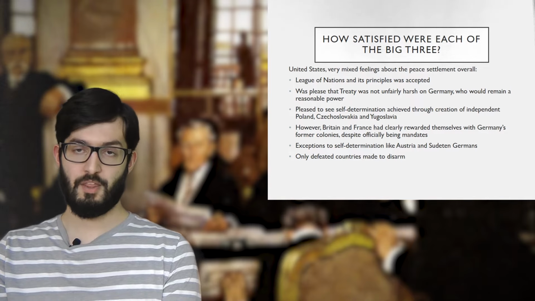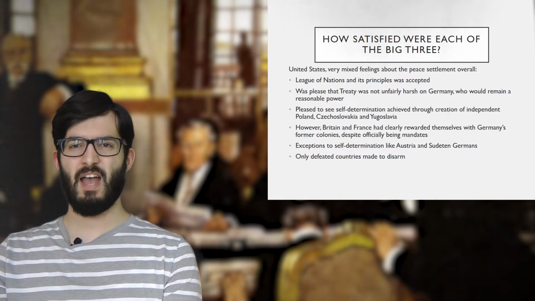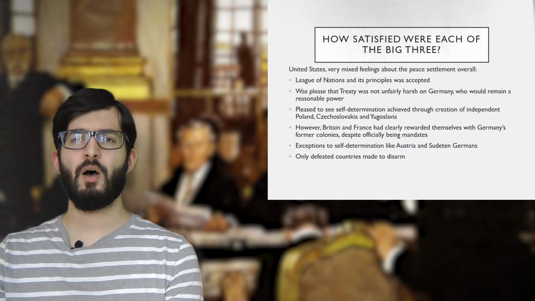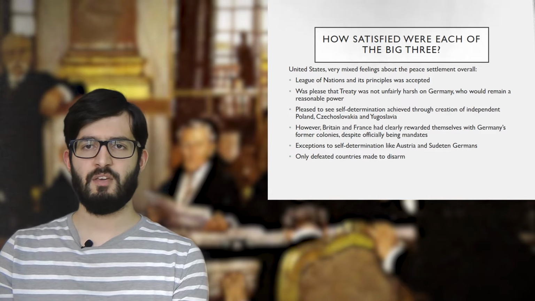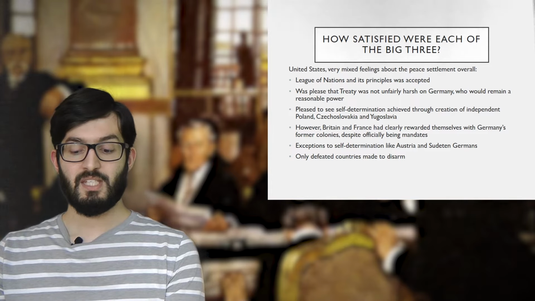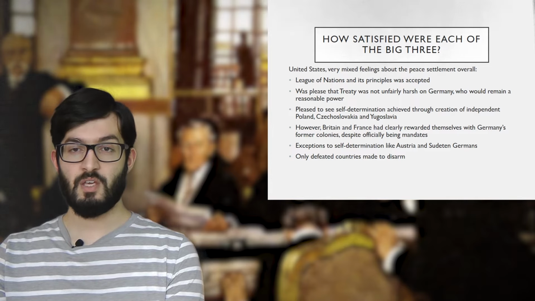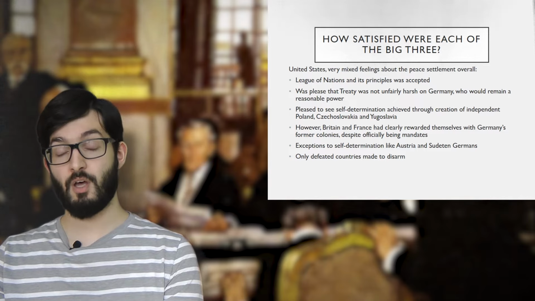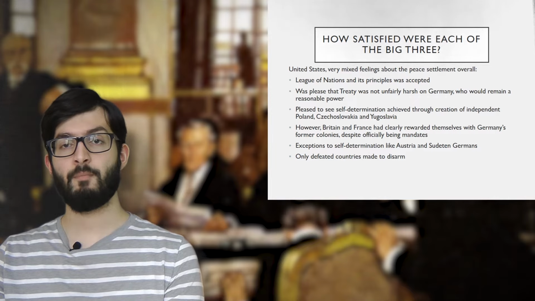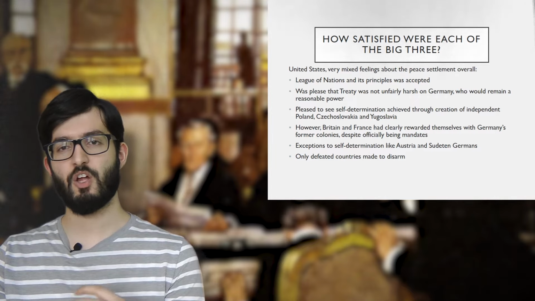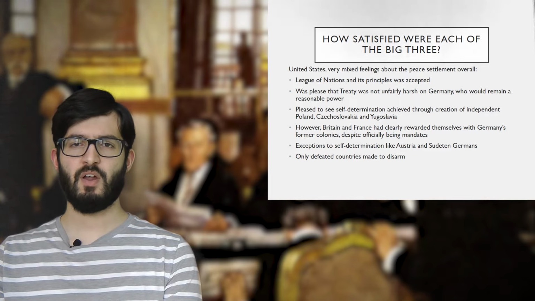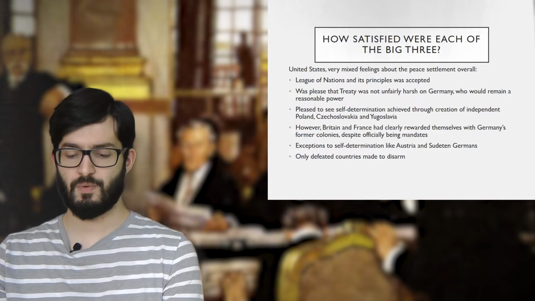They are also pleased, like the British, that the treaty is not unfairly harsh on Germany, and that it would remain a reasonable power as opposed to being fully crippled as the French were initially hoping for. They're also pleased to see some of the self-determination that was achieved, so that after the Treaty of Versailles, you get the creation of some independent states. So Poland is newly independent, as well as brand new states like Czechoslovakia and Yugoslavia. So some of the people living in these areas are as a result given self-determination.